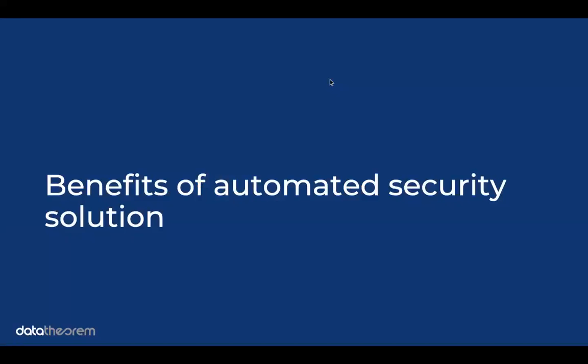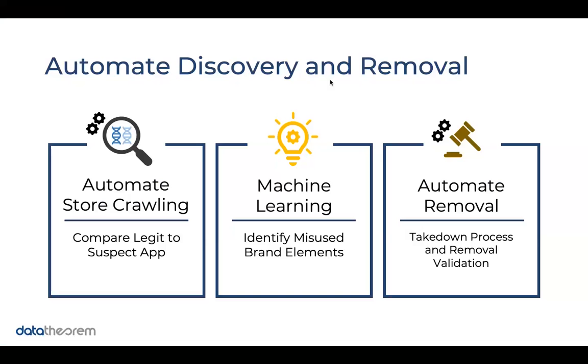So let's talk about the benefits of taking an automated security approach to this. The first is we've got to look at how you automate the discovery of these apps. So you're going to have to create automated crawlers. They're going to go out there and scan all of these hundreds of stores, which I know is daunting in and of itself, but having them go out and crawl these stores looking for counterfeit apps.